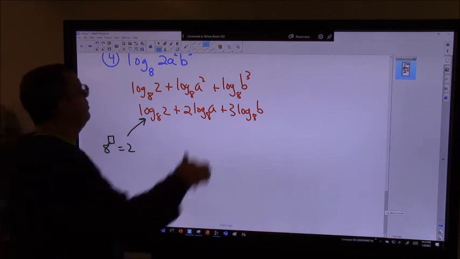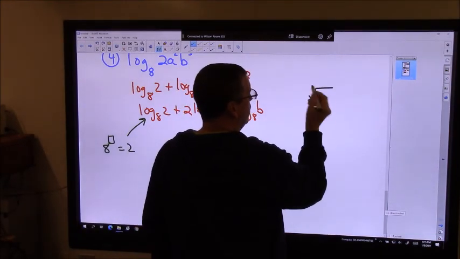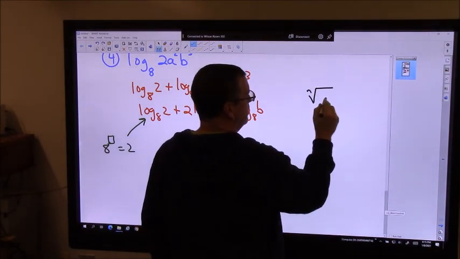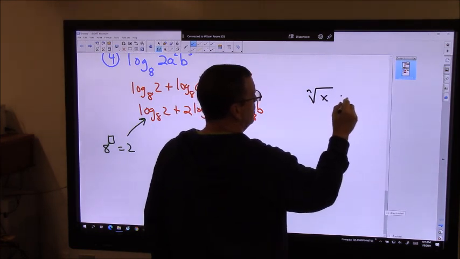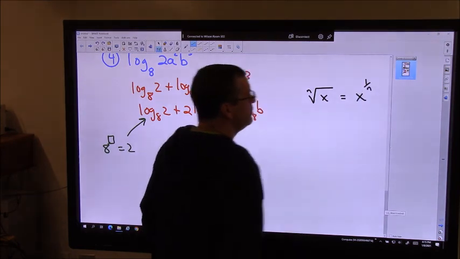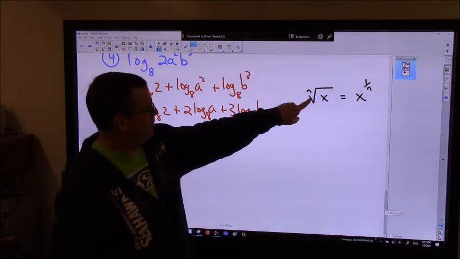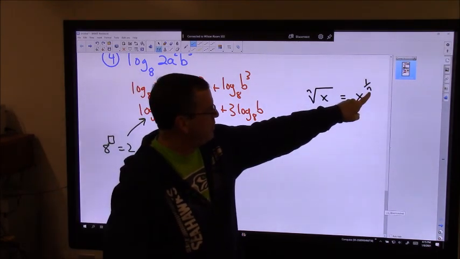So if you guys didn't know this, anytime you have a root, so I'm just going to call this n, of some number x, that equals x raised to the 1 over n. Okay? Whatever that index is for our radical, that just becomes the denominator here.